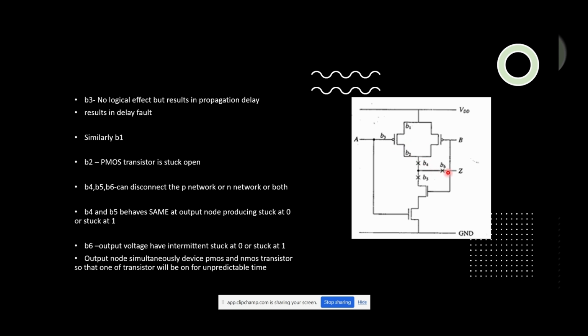Considering B4, B5, B6, they disconnect the P network and N network, or sometimes both separately. B4 and B5 behave the same at the output node, producing stuck-at-0 or stuck-at-1. For B6, the output voltage has an intermittent stuck-at-0 or 1. The output node simultaneously drives the PMOS and NMOS transistors, so that one of the transistors will be on for an unpredictable time. So this is how this fault will affect the circuit.